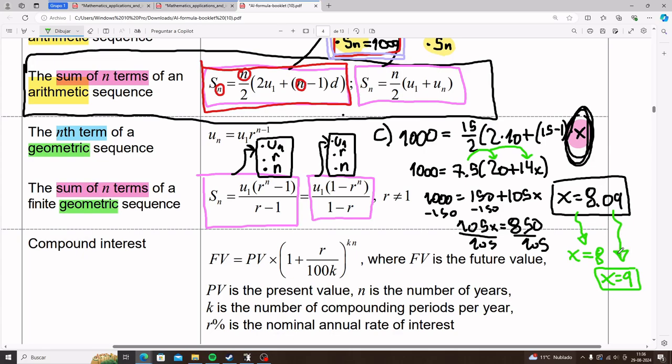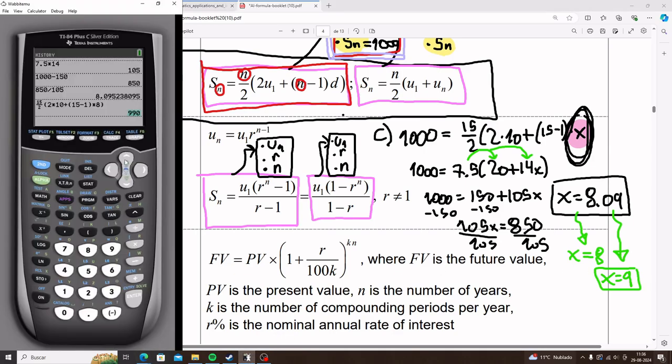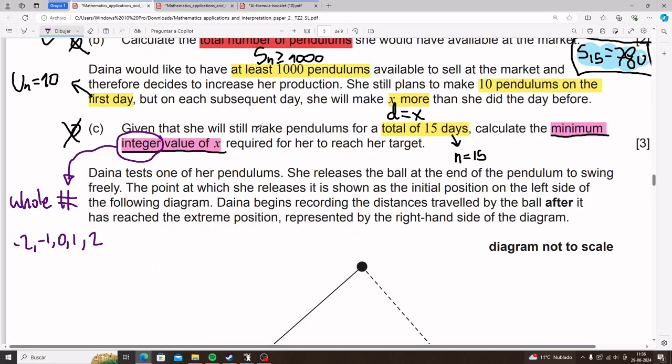If Dinah still wants to reach 1,000 pendulums, she will have to do a common difference of 9. She's not gonna reach it with a common difference of 8. And if you really want to check your work, just plug in a 9 right here, and you will see that you have over 1,000. All right. So I think I can't leave it more clear than that. I'm just explaining why they put that thing in pink over here.